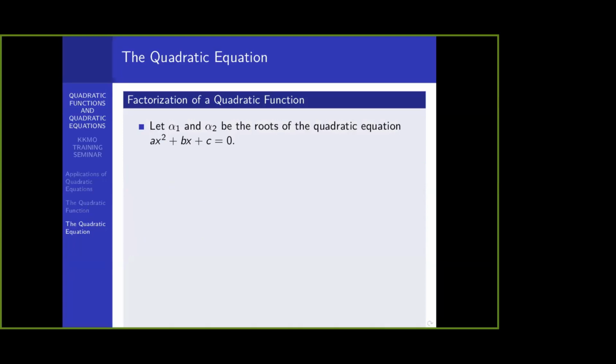So now we look at how we can factorize a quadratic function. We already have some knowledge about the roots. Suppose alpha 1 and alpha 2 are the roots of this quadratic equation. Then we know that alpha 1 plus alpha 2 should be equal to minus b over a, and alpha 1 multiplied by alpha 2 should be equal to c over a.